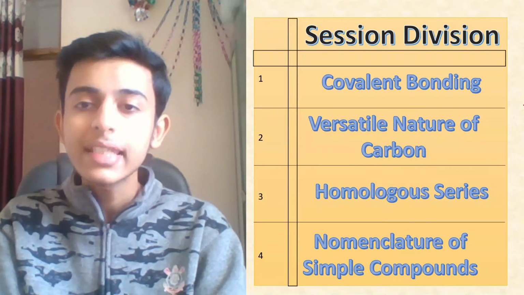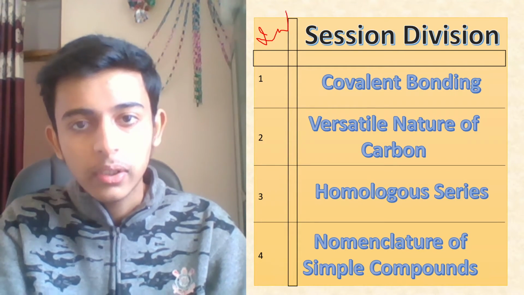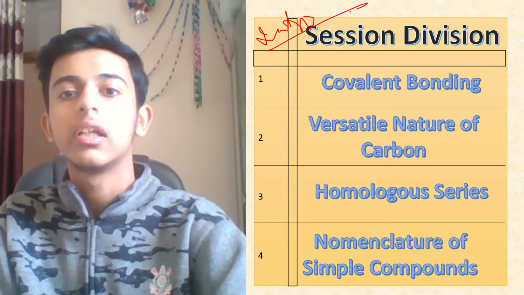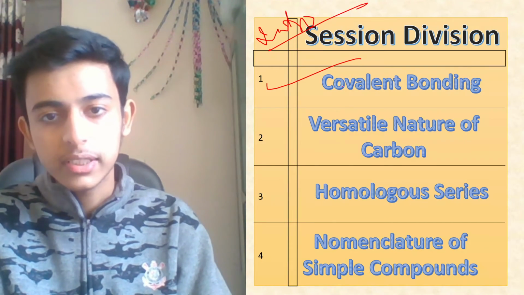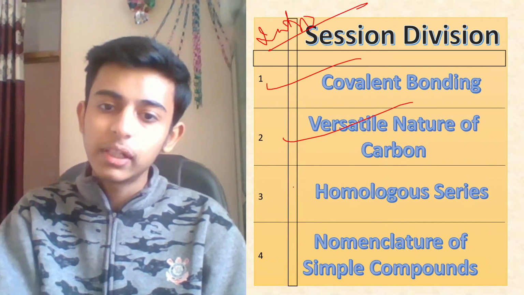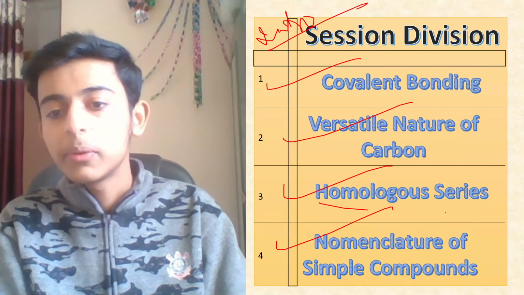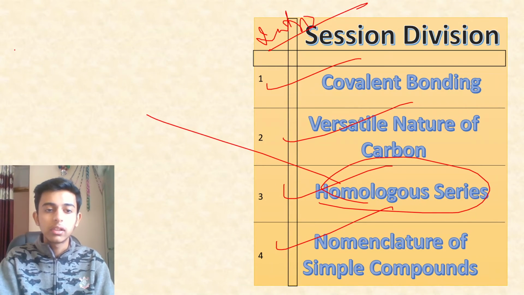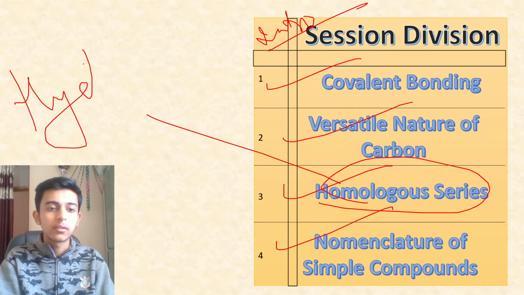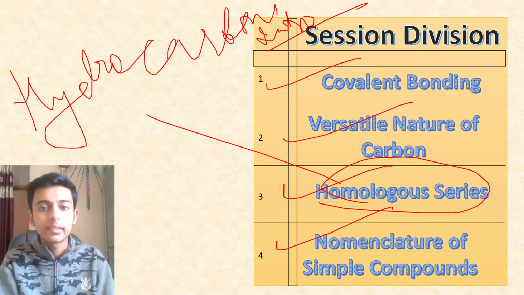Now let's have a look at our session division. This is the intro session. Okay, I have introduced you. Now the sessions that we'll be having are covalent bonding, the first session, versatile nature of carbon, homologous series, and nomenclature of simple compounds. In homologous series only, we will be covering the hydrocarbons part also. That is alkanes, alkenes, and alkynes.